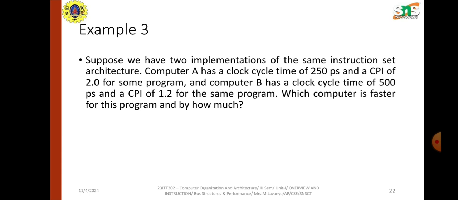In this, suppose we have to implement the same instruction set architecture. The computer A has a clock cycle time of 250 ps and CPI of 2.0 for some program, and the computer B has clock cycle time of 500 ps, considerably twice of A, and CPI of 1.2 for the same program. Which computer is faster and how much?